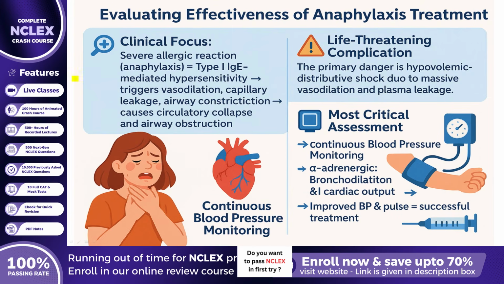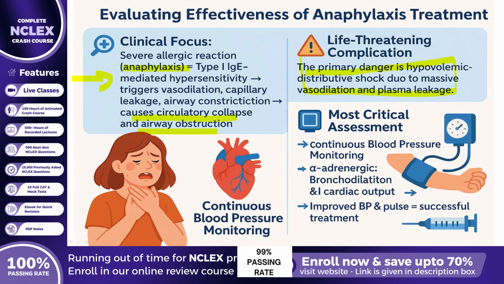A severe allergic reaction, known as anaphylaxis, represents a life-threatening type 1 hypersensitivity reaction mediated by immunoglobulin E. This reaction leads to widespread vasodilation, fluid leakage from the capillaries, and constriction of smooth muscles throughout the airways, causing both airway obstruction and circulatory collapse. The most immediate threat to life during anaphylaxis is hypovolemic distributive shock due to massive vasodilation and plasma leakage into tissues. Therefore, the most critical assessment the nurse can perform to evaluate the effectiveness of treatment is continuous blood pressure monitoring, because it directly reflects circulatory perfusion and the body's response to interventions.